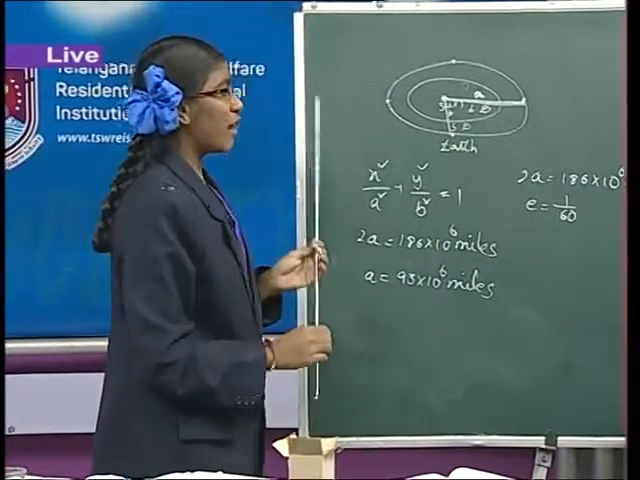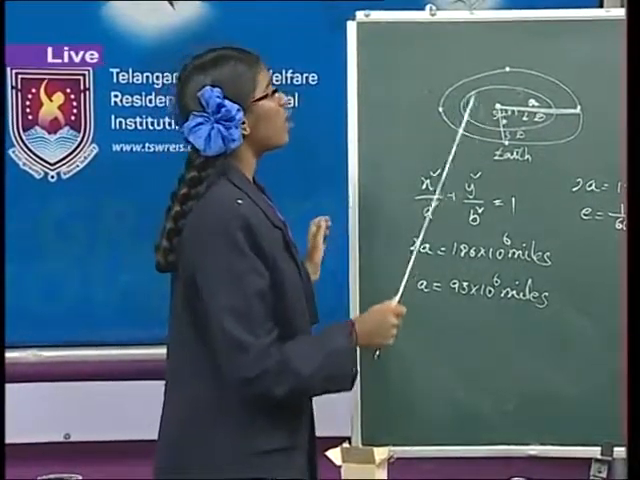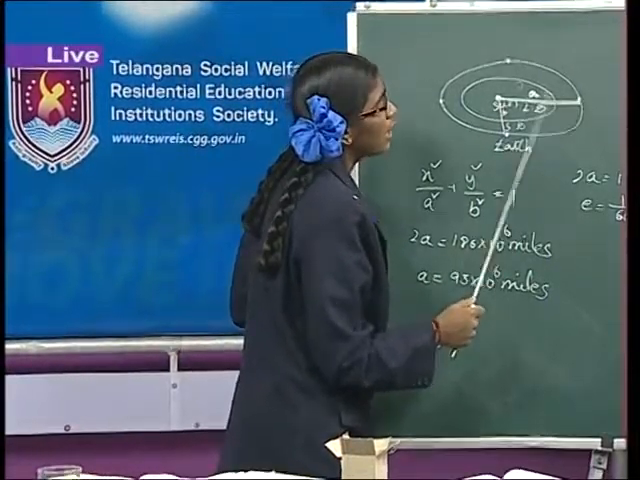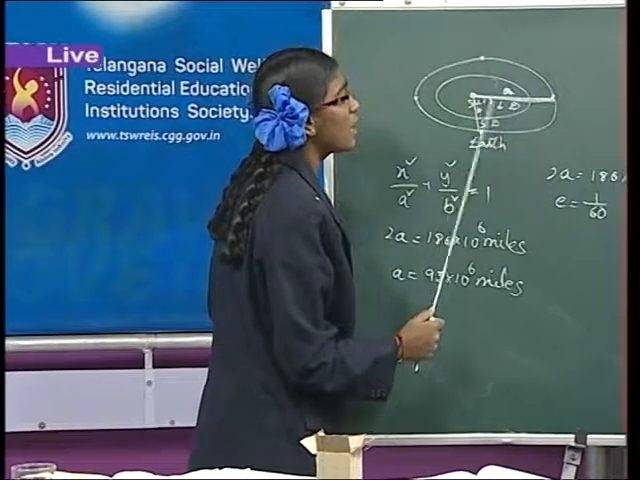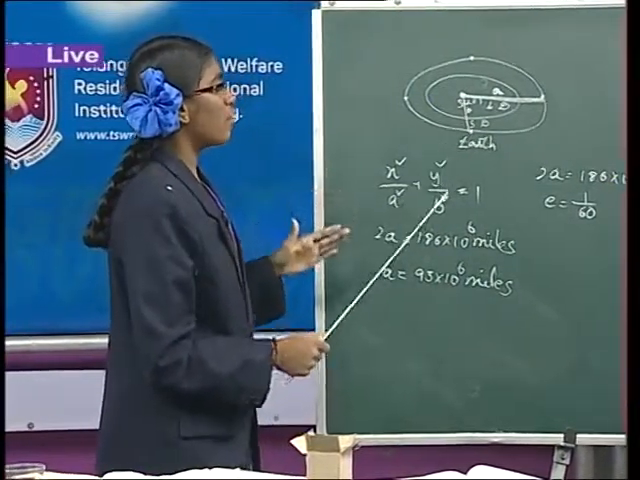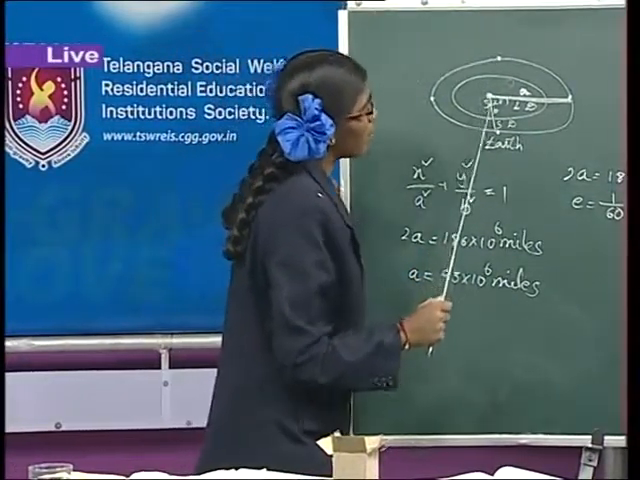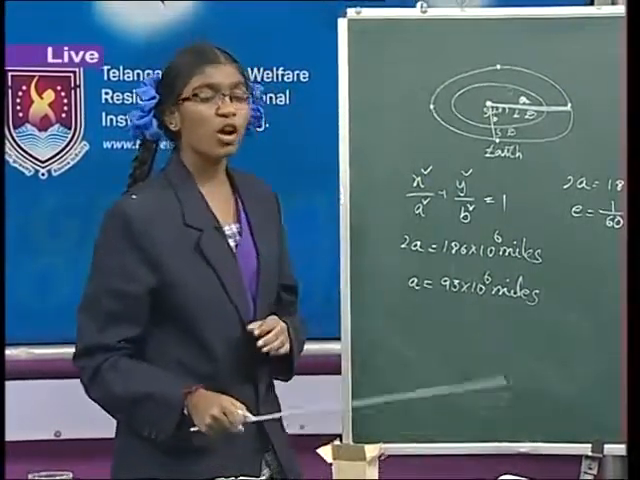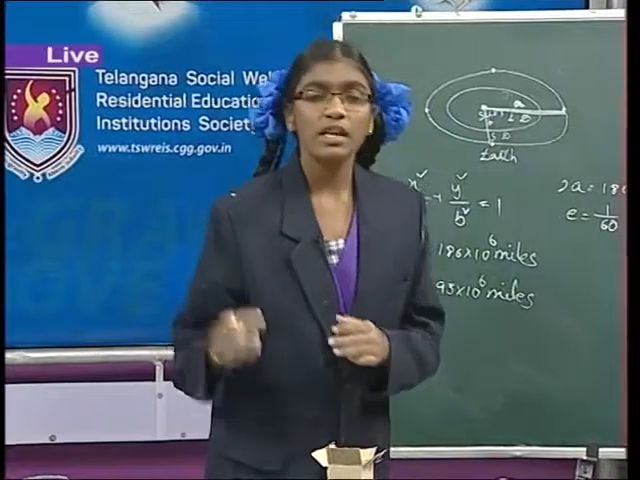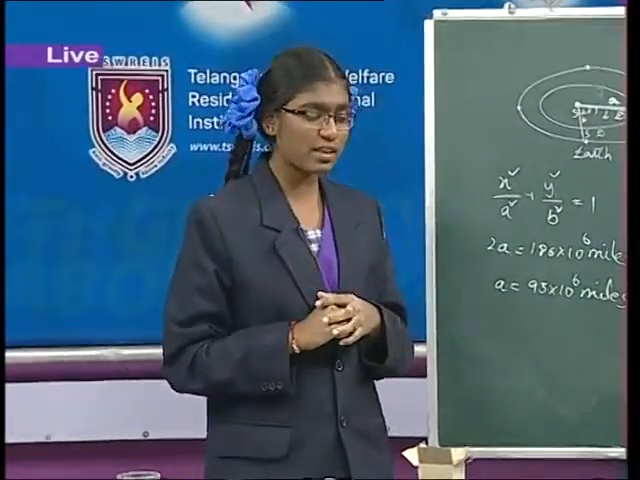Why are we taking longest and shortest? When the Earth comes along the semi-major axis a, it is the longest distance. When the Earth comes to the semi-minor axis, the distance is the shortest distance. So we are going to find the shortest distance and longest distance.